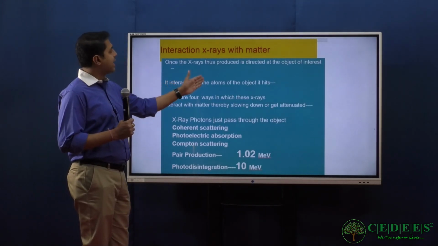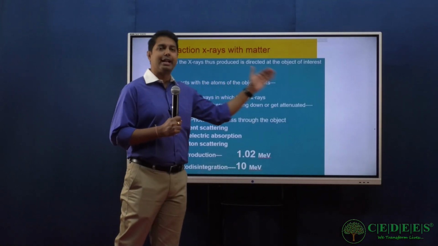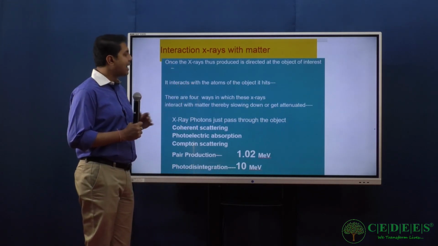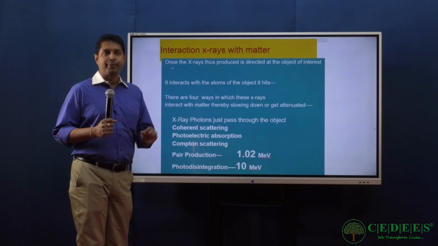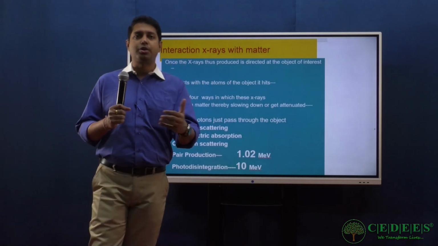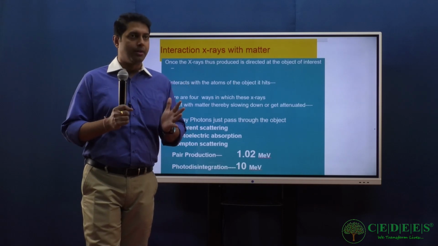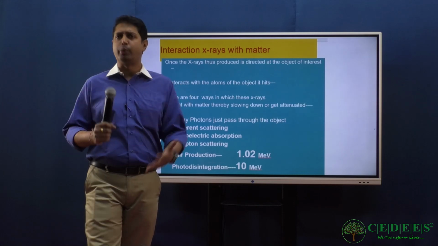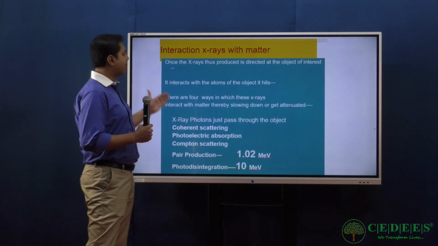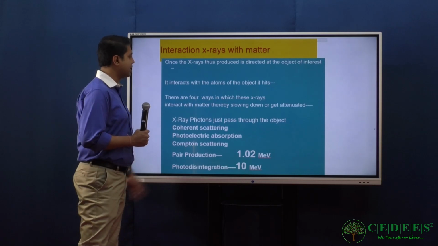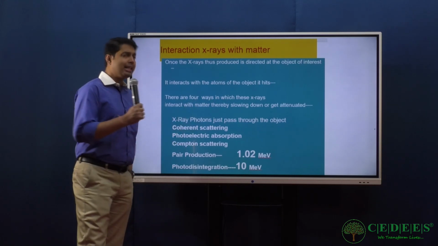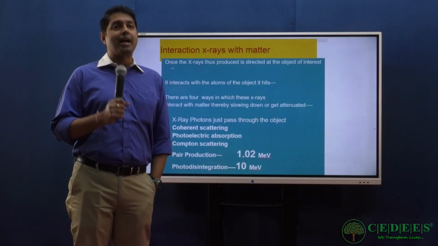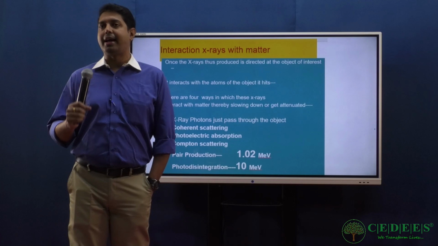Next, once the X-rays thus produced are directed towards the object of interest, they interact with the atoms of the object they hit. For example, every structure has a particular chemistry, right? It has atoms, molecules, neutrons, protons, a nucleus, all those structures. So there are basically 4 ways in which these X-rays interact with matter, thereby getting attenuated. What do we mean by attenuation? Reduction in the kinetic energy of the X-ray photons.